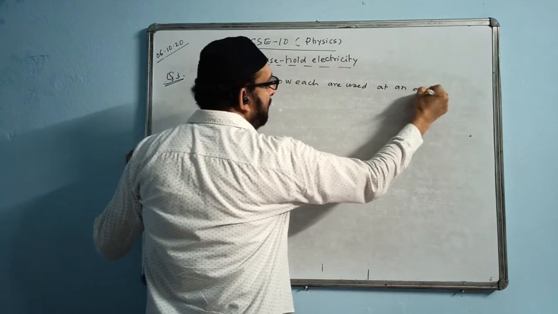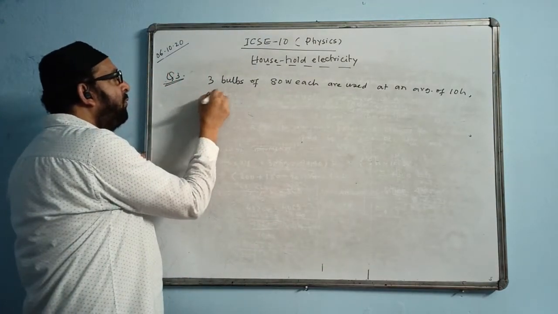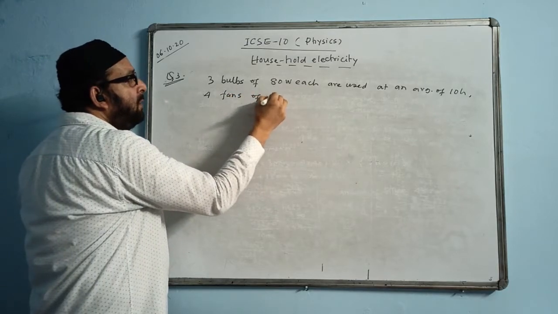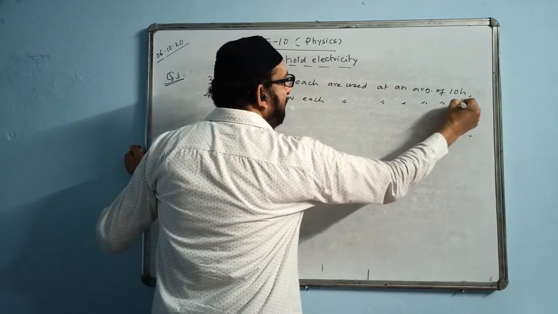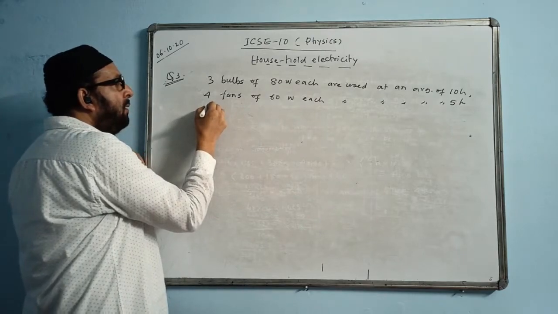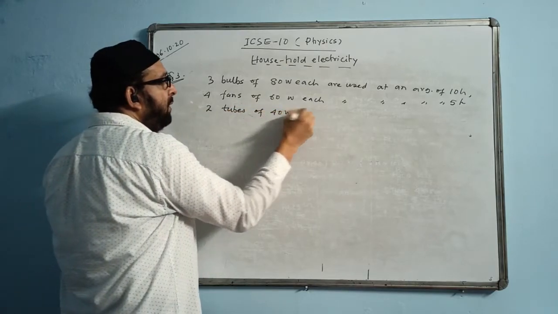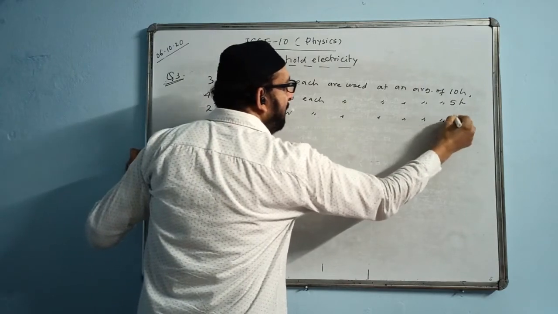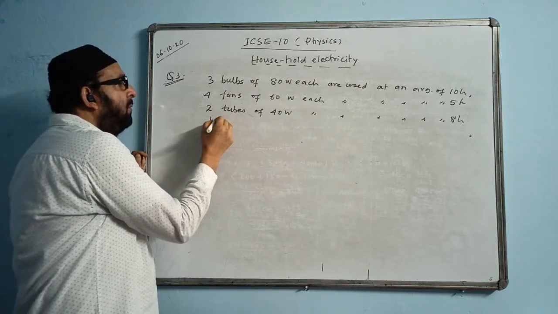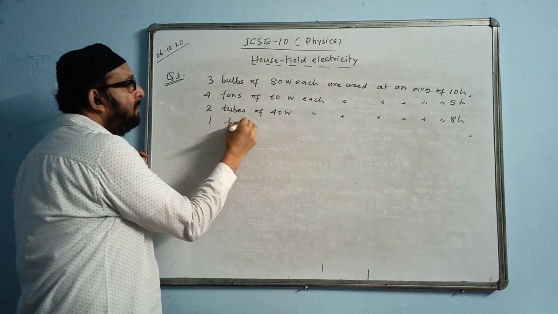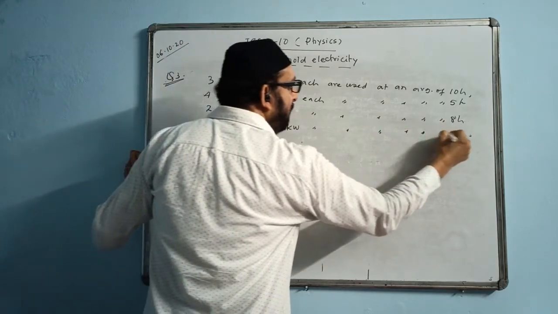at an average of 10 hours. 4 fans of 60 watt each are used at an average of 5 hours. 2 tubes of 40 watt each are used at an average of 8 hours. And here you write 1 heater of 2 kilowatt is used at an average of 4 hours.